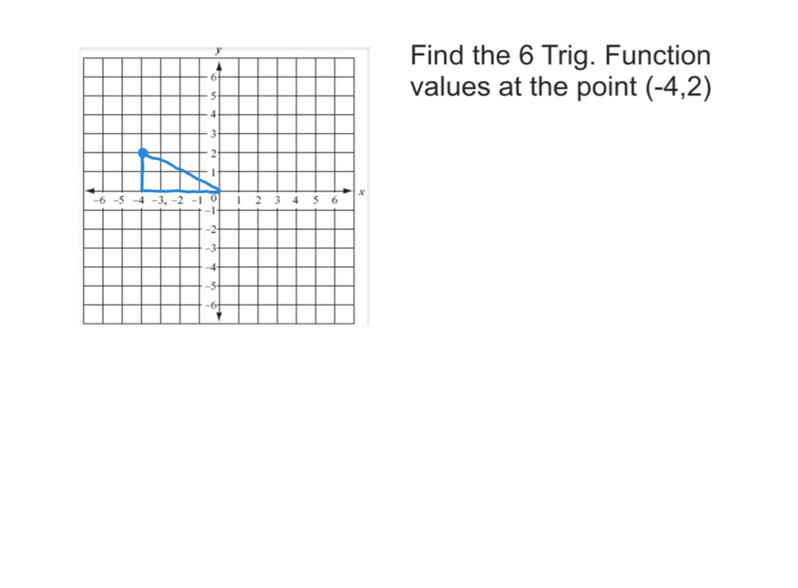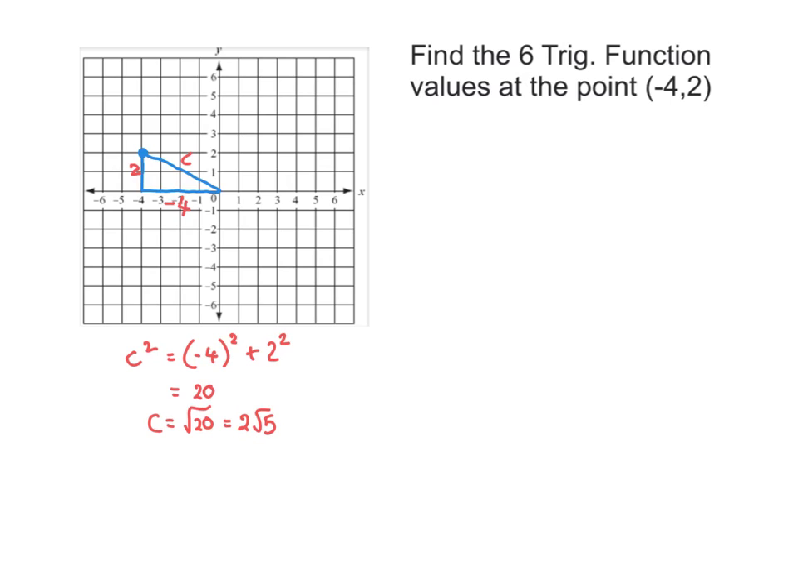So we know that this length here is negative 4, and the vertical height is 2. Pythagoras would give you c squared equals negative 4 squared plus 2 squared, which we know is 16 plus 4 is 20. So therefore c, the hypotenuse, is going to be root 20, which is 2 root 5.